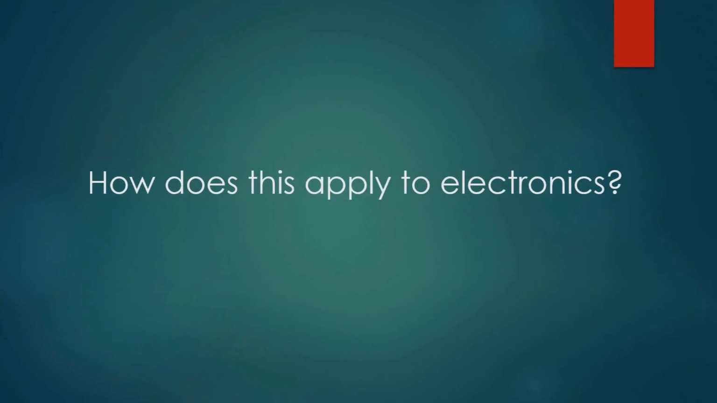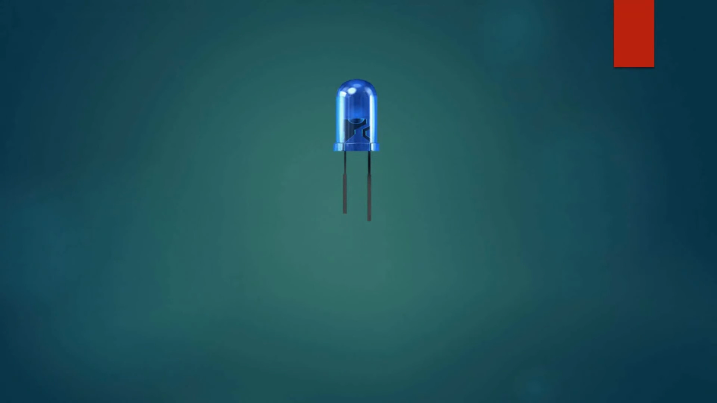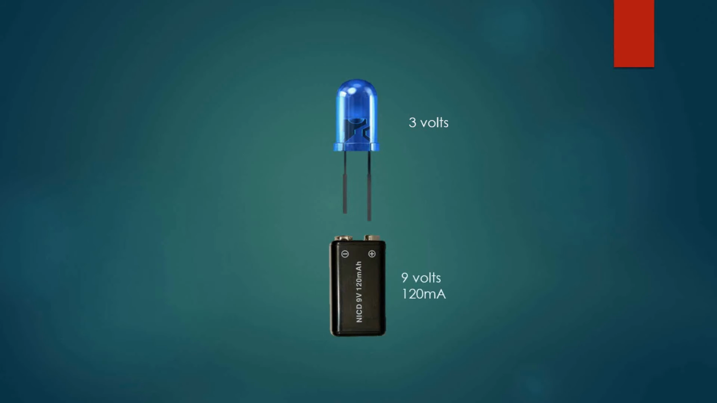So how does this apply to electronics? Let's look at this LED for a moment. An LED is a light-emitting diode, which basically is just a little light bulb that doesn't burn out as frequently. This specific LED requires exactly 3 volts of electricity, and it seems like I only have a 9-volt battery. This specific battery produces 9 volts and 120 milliamps of power.